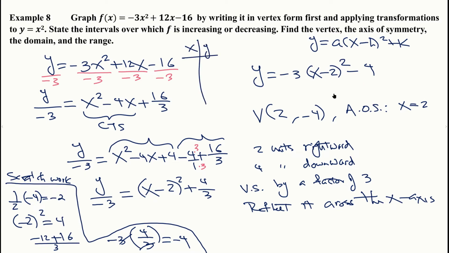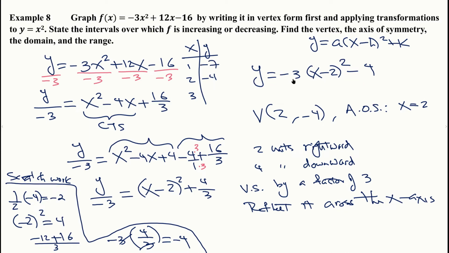Remember, we start with the vertex, which is at 2, negative 4. Move 1 unit to the left of x equals 2, that takes us to 1. 1 unit to the right, that takes us to 3. Now, when I plug in 1, I get 1 minus 2 is negative 1. The square of that is 1 times negative 3 is negative 3 minus 4 is negative 7.